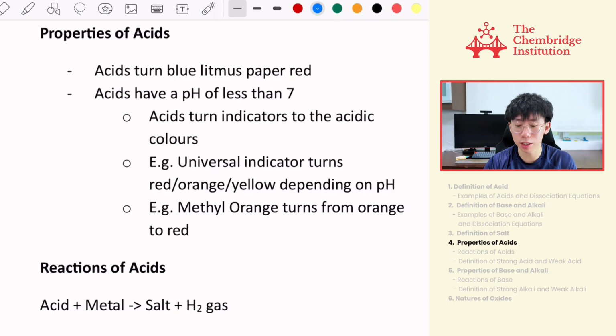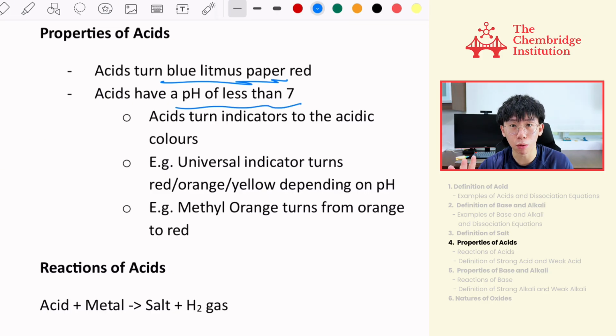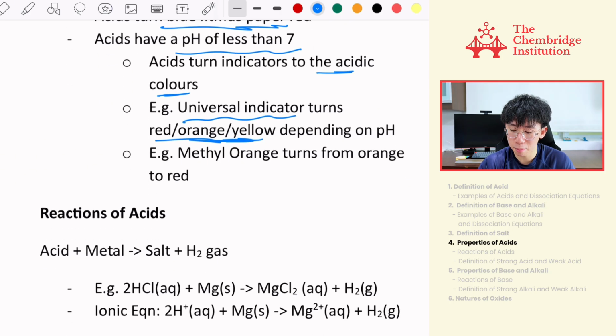Acids tend to turn blue litmus paper red, and they have a pH of less than 7. So they generally will turn our pH indicators to the acidic colors. Examples of pH indicators are your universal indicator, which turns red, orange, yellow, depending on the amount of acidity. And methyl orange can turn from orange to red, because red is the acidic color of methyl orange.